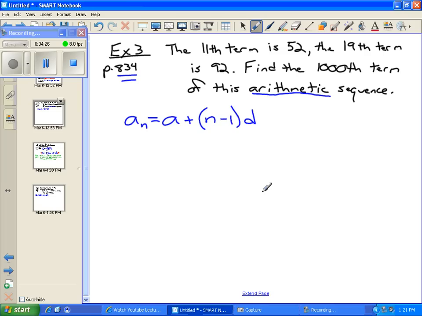So here we can plug in some things that we know. We know that the 11th term is 52. Okay? So I don't know what the first term is. I don't know what the common difference is. But I know when n is 11, I get out 52. So I can write that in here. 52 equals, I don't know what a is.